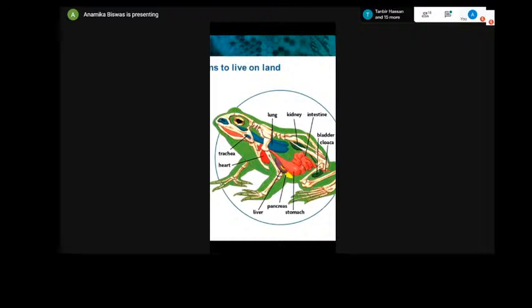Examples are Hyla, that means frog, then Ichthyophis, limbless amphibians. These are the examples of amphibians.